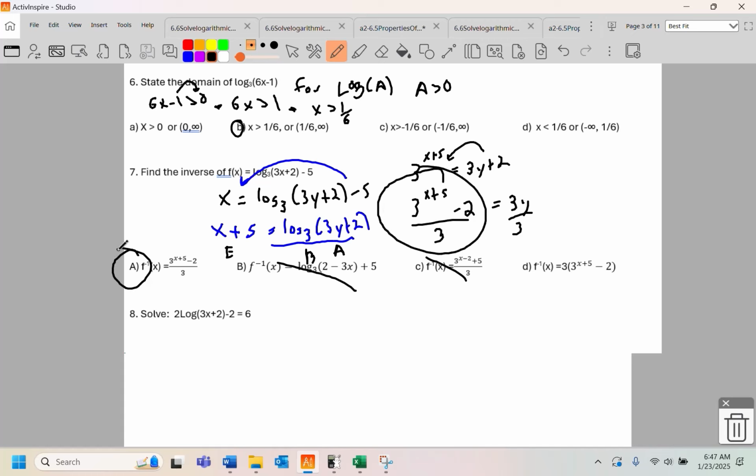Choice A. Here we have a solve. It wasn't multiple choice. They didn't make everything multiple choice. 3 responses, still kind of a big deal. We're going to add 2 and get 8. So 2 log of 3x plus 2 is 8. We're going to divide through by our 2. Log of 3x plus 2 is 4. And that logarithm has an understood base of 10.